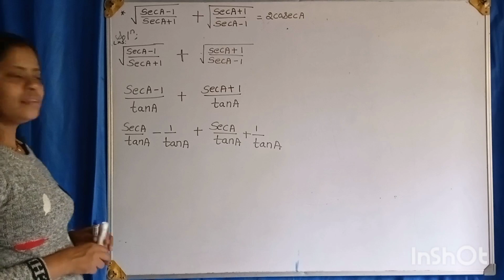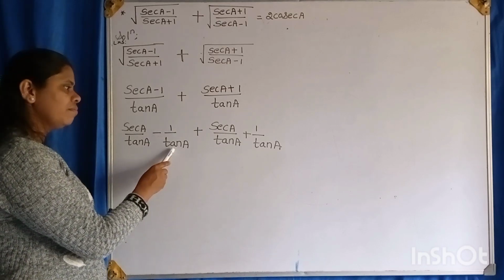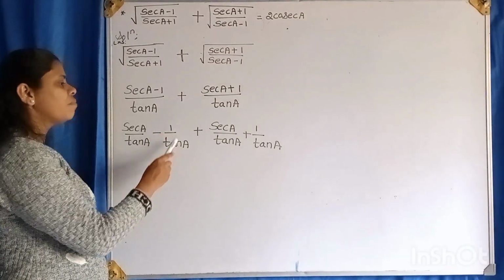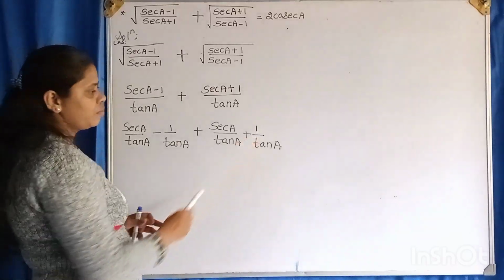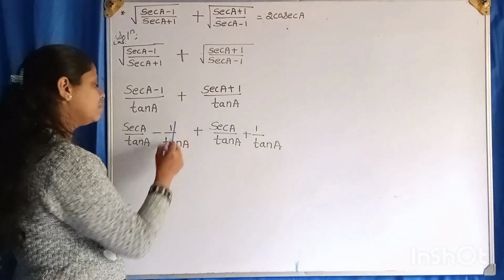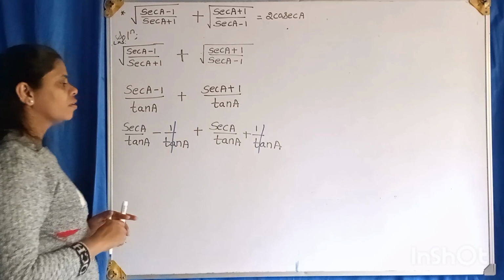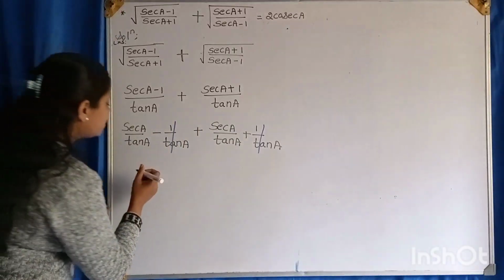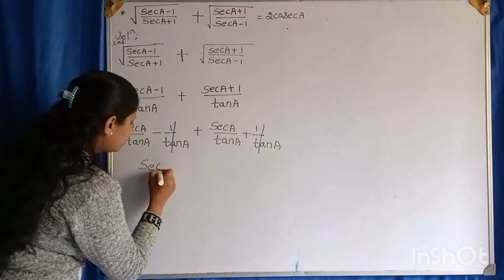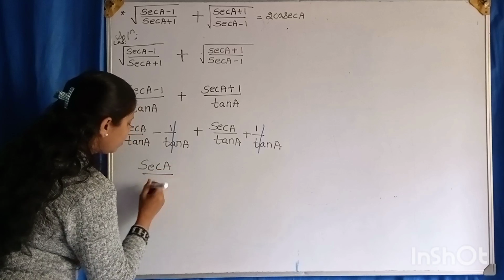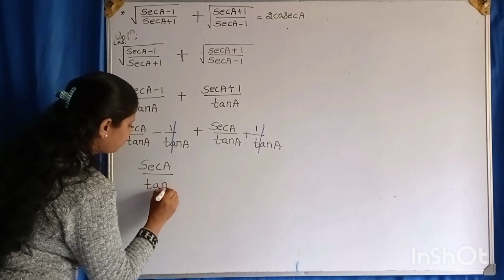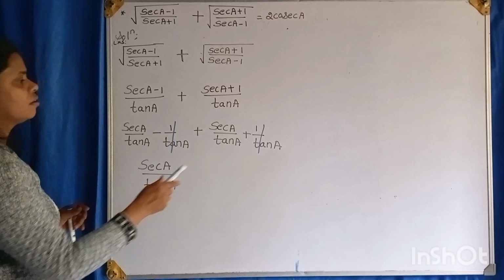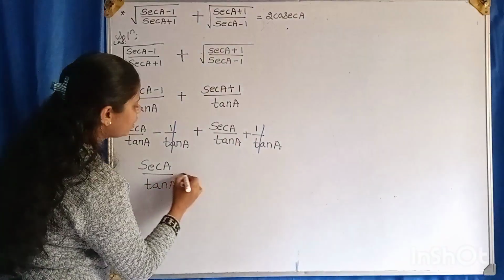Now look at this. 1 by tan A minus 1 by tan A plus 1 by tan A, both will get cancelled, right? Now what is left? Secant A by tan A plus secant A by tan A.